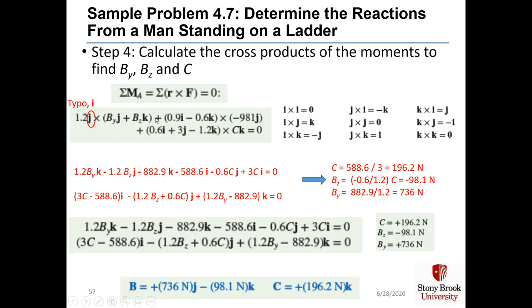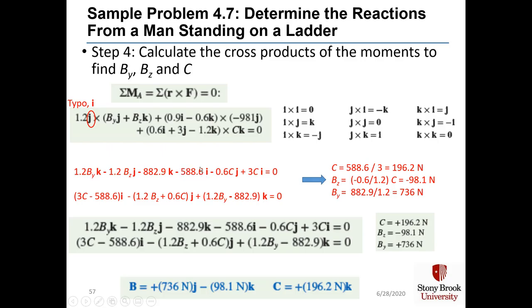And our next term is plus 0.9i crossed with minus 981j. That comes out to minus 882.9, and i cross j is a k, so we leave it at minus 882.9. And the next term is minus 0.6 times minus 981 times k cross j. K cross j is minus i, so we have three negative signs, which is going to lead to a negative sign. So the absolute value of 0.6 times 981 is 588.6, but it's a negative sign, and that's an i.